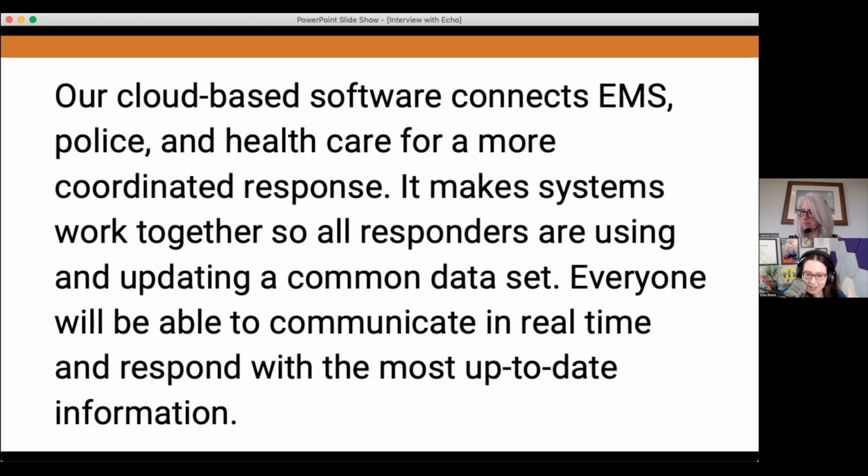So, our cloud-based software connects EMS, police, and healthcare for a more coordinated response. It makes systems work together so all responders are using and updating a common data set. Everyone will be able to communicate in real time and respond with the most up-to-date information.